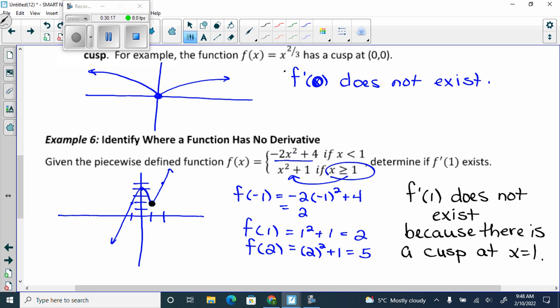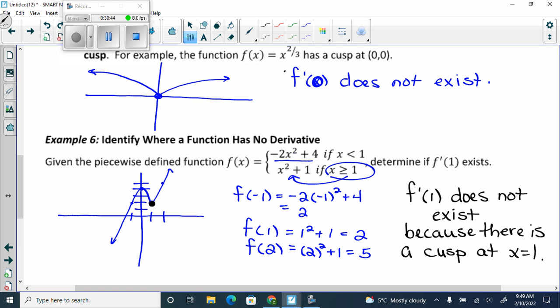Wait, so why didn't we do it like how you would do limits before, where if you're looking from the right, you would plug it into the one where it's greater than or equal to 1, and if you're coming from the left, you would do the other? That's if you want to show limits, which I did show in the actual notes, but you don't have to show limits if you're just figuring out if this exists or not.